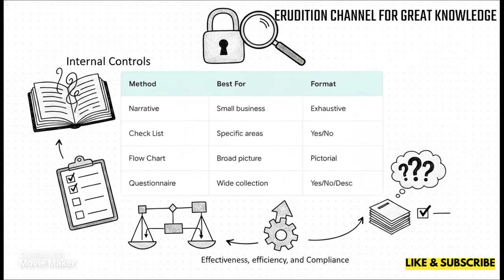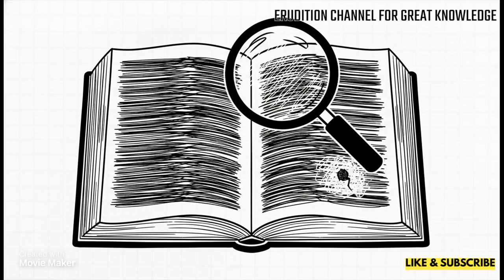Auditors generally rely on 4 distinct methods for evaluating internal controls, and each has its own ideal use case. We've got narrative records, checklists, flowcharts, and internal control questionnaires. But regardless of the method used, the ultimate goal always remains the exact same: evaluating whether your business practices are effective, efficient, and compliant. Let's take a closer look at each one. First up, the narrative record.